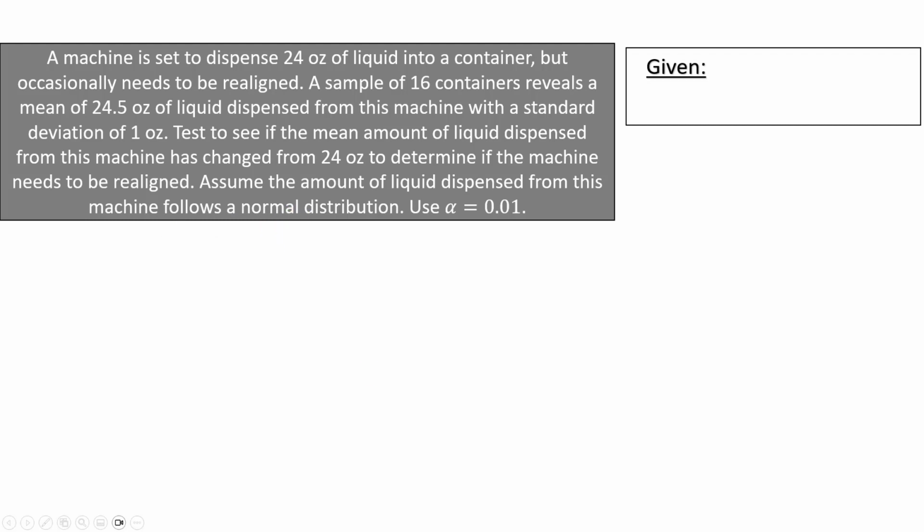So just like last time, we should be writing down some of the given information. They state that the machine should have 24 ounces of liquid. So that's going to be the claim in terms of the population mean. And then we have a sample size of 16, so n is equal to 16. Our sample mean was 24.5, and we had a sample standard deviation of 1. We're going to use a 1% level of significance as well, so I've written that down right there.